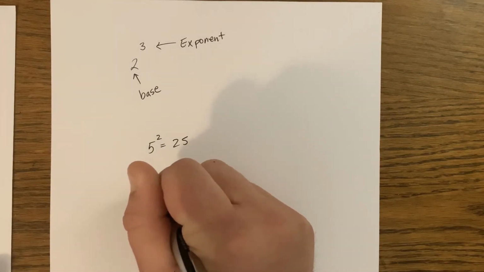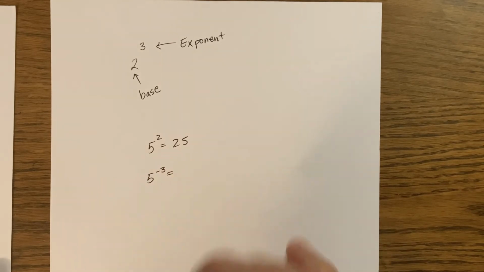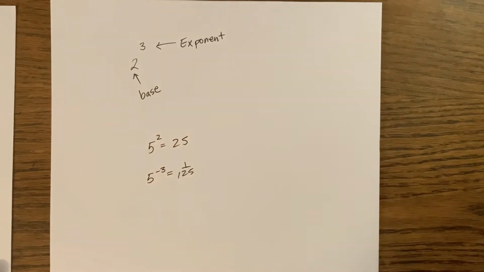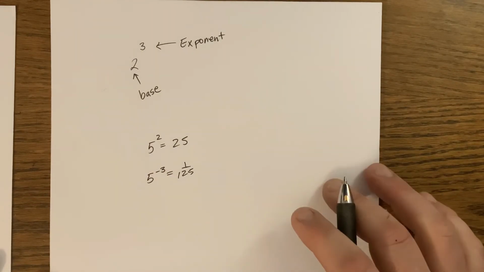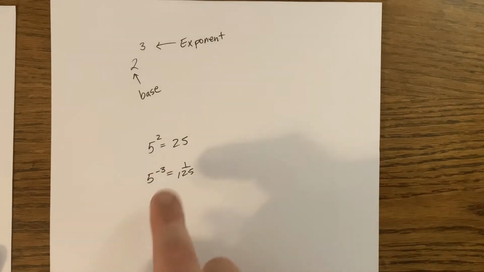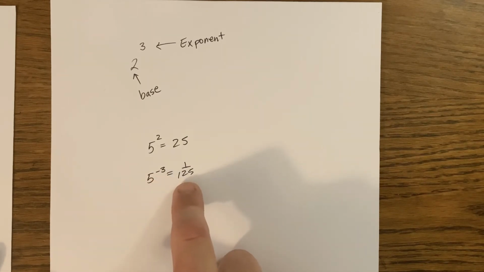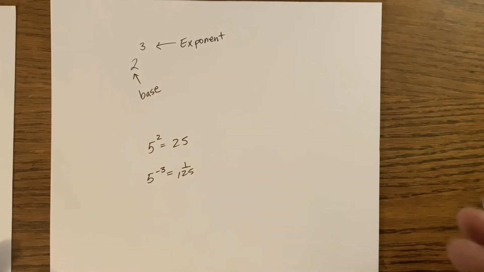But it's easy to forget something like 5 to the negative 3. That's not a negative number. It's a small number. 1 out of 125. Negative exponents don't give negative values. They give small values. And if you think about that, when you see the graphs, it makes a lot more sense.